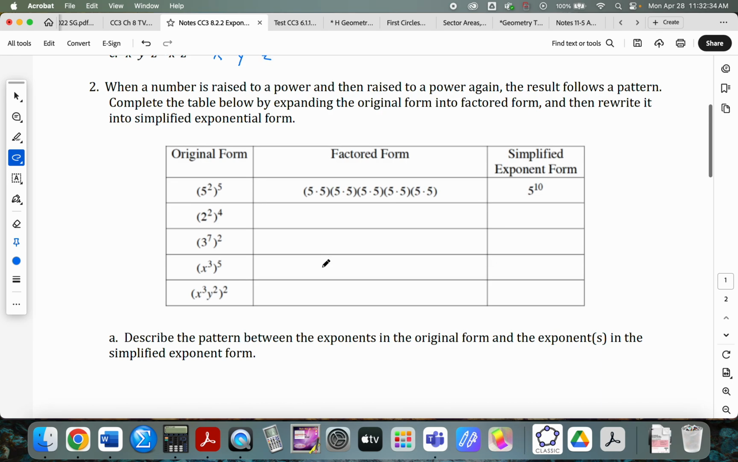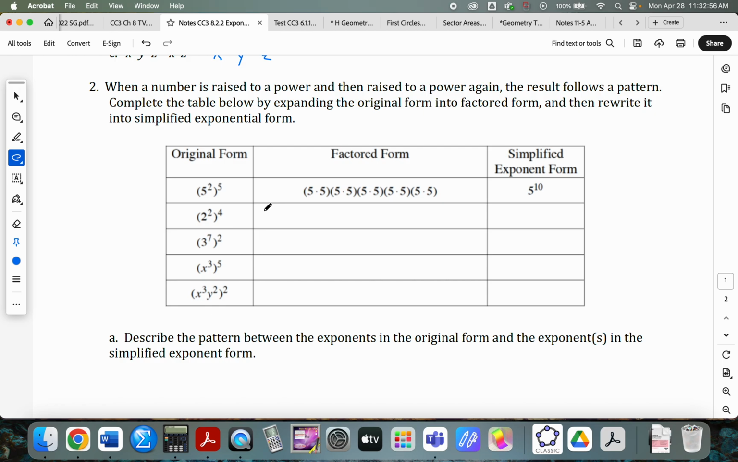All right. So here they're just taking this a step further. What if what you're raising to a power already is a power? So they had 5 squared raised to the 5th. That's 5 squared 5 times. Ends up being 5 to the 10th power.